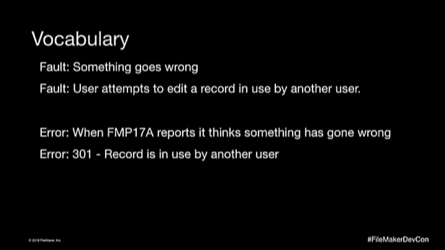FileMaker is telling the script, error 301, the record's in use. And they're different. There are faults that happen all the time that don't get reported, usually because we've screwed up and not written the script right. There are errors that get reported back that we don't really care about, like if you loop through a set of records and go to record next, exit after last, the last record is going to exit out of the loop. That's what we want.